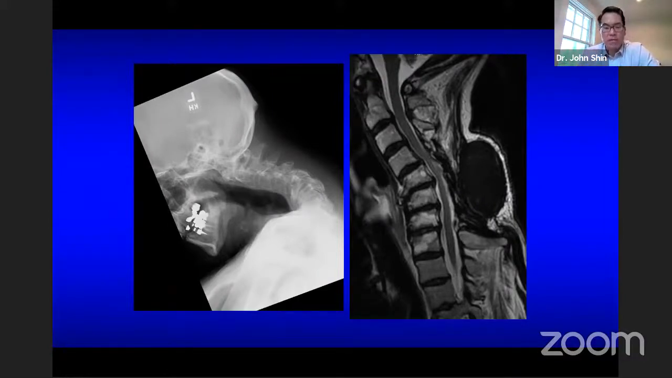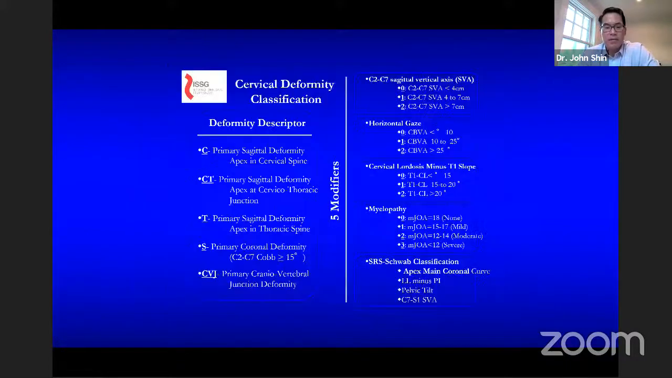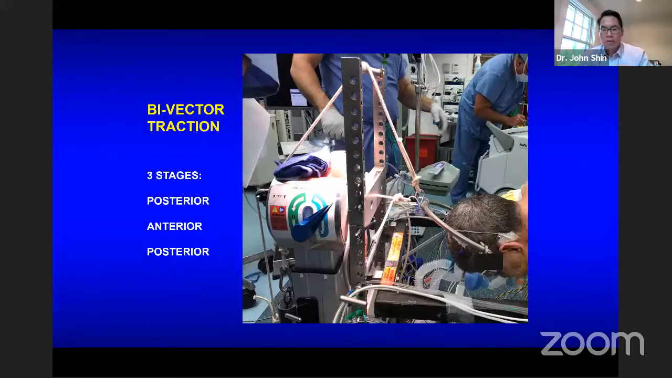And so I performed this through a posterior operation first to cut out the posterior elements in terms of the facet joints, then with an anterior approach and followed by a posterior approach to lock all that in. And I use bivector traction.